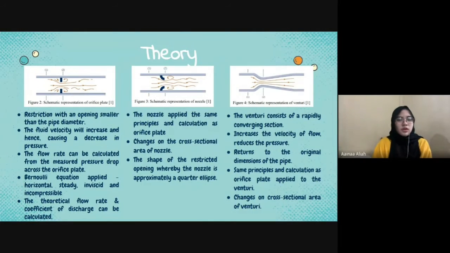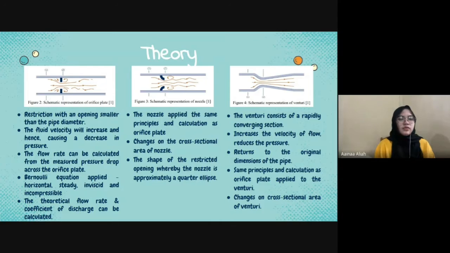Due to the smaller opening area, the fluid velocity will increase and hence cause a decrease in pressure. The flow rate can be calculated from the measured pressure drop across the orifice plate, which is P1 to P2. Thus, with the Bernoulli equation applied with the assumption that the flow is horizontal, steady, inviscid, and incompressible, the theoretical flow rate as well as the coefficient of discharge can be calculated. The nozzle applies the same principle and calculation as the orifice plate, with only changes in the cross-sectional area of the nozzle. The difference between them is only the shape of the restricted opening, whereby the nozzle is approximately a quarter ellipse.